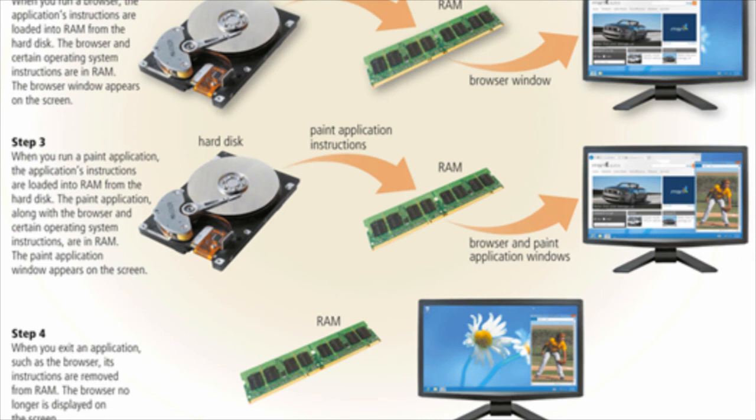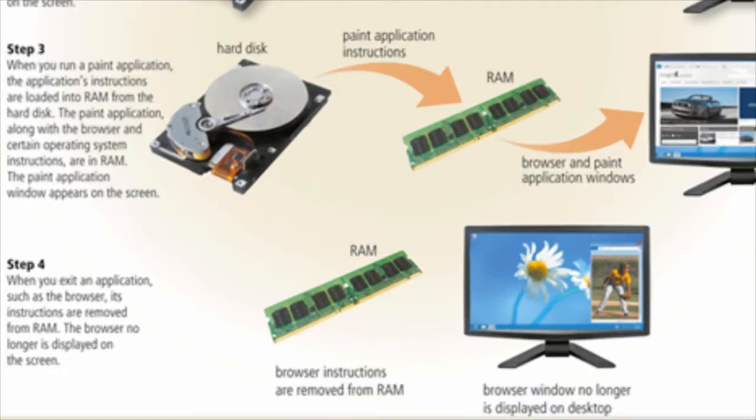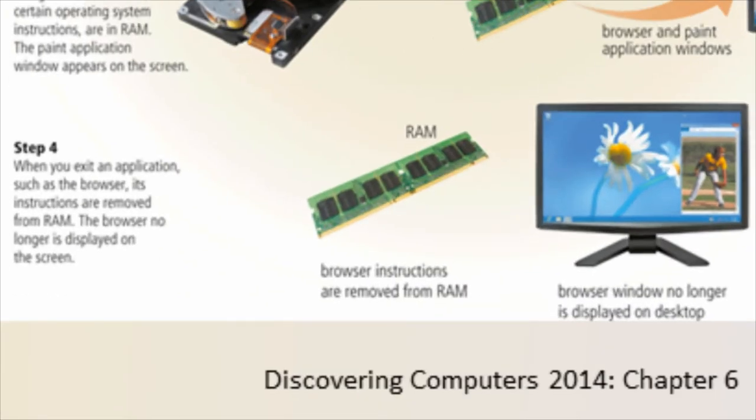Let's say we want to start up a program like Paint. Same exact process. The operating system is going to go find empty space in memory and load that application. So now we've got more and more memory being used. Well, if we want to reclaim some of that memory, we can close a program. In this case, if we close the browser, the operating system is responsible for going and pulling that information out of memory, and it's no longer taking up that space in memory.